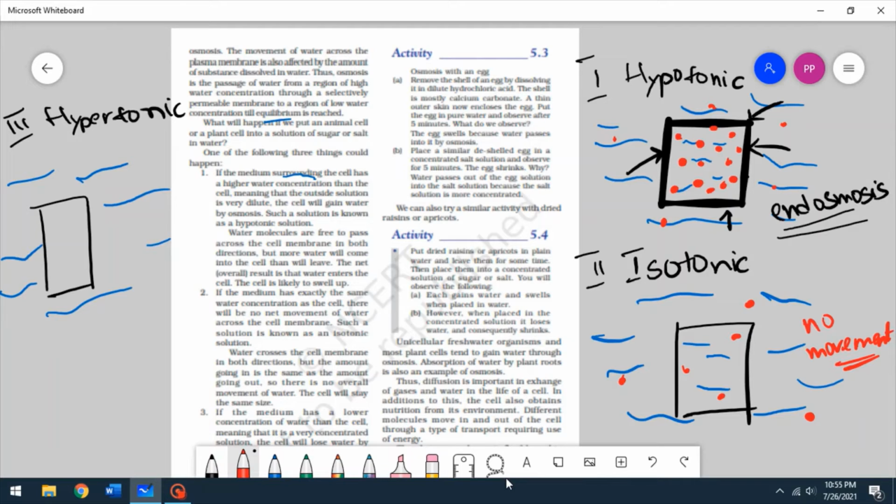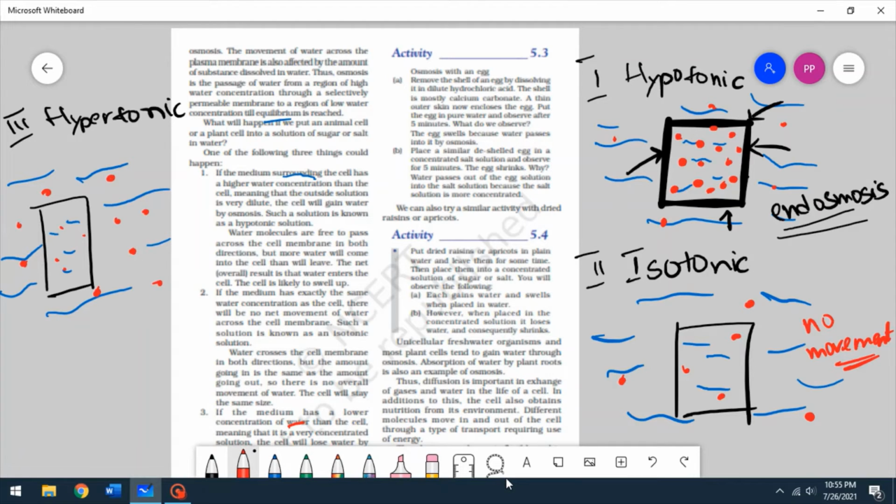Where if the medium has a lower concentration of water than the cell, it is a very concentrated solution, right? So if we have water here, alright.